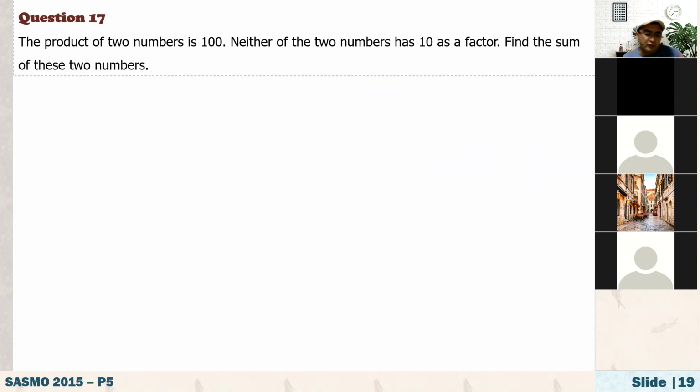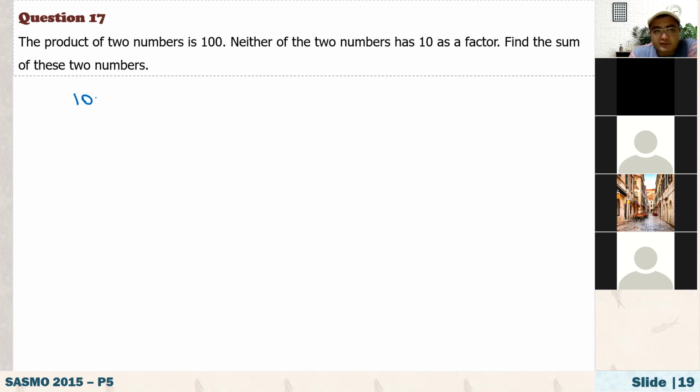So the product of two numbers is 100. Neither of the two numbers has 10 as a factor. Find the sum of these two numbers. Did we solve a similar question? Do you remember? The only way is to write this. I remember. What was it? Do you remember?